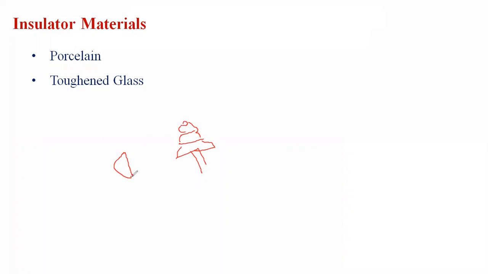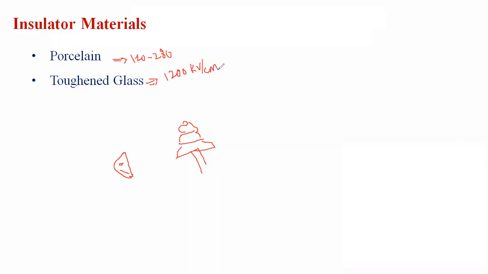In molding, if any air bubbles or cracks are there, they are not visible to the naked eye. But in toughened glass material, they are clearly visible to the naked eye. This is the advantage of toughened glass. Its dielectric strength is good, 1200 kV per centimeter, whereas in porcelain material it is 120 to 280 kV per centimeter.